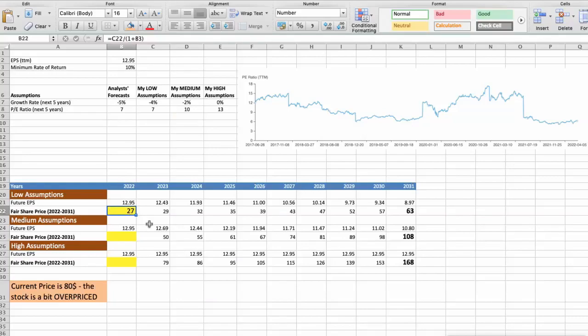Second scenario. Rio Tinto will have average performance in next 5 years, and we will use the following parameters in our calculation. Future growth rate would be average, -2%.